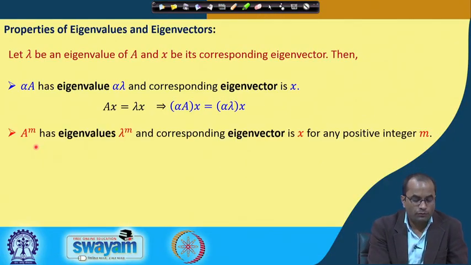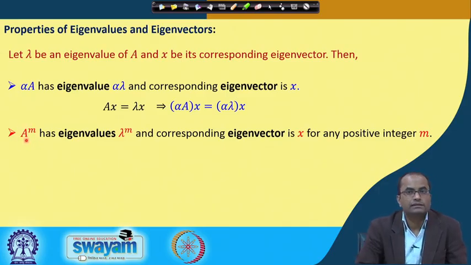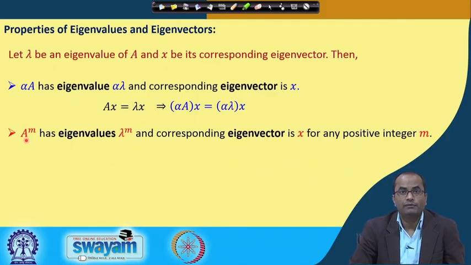So, another property of the eigenvalues and eigenvectors: we have A power m, so we are multiplying A m times. A power m has eigenvalue lambda power m and the corresponding eigenvector is x again, for any positive integer m. So, if we have for instance A square, its eigenvalue will be just lambda square with the same eigenvector as A has.